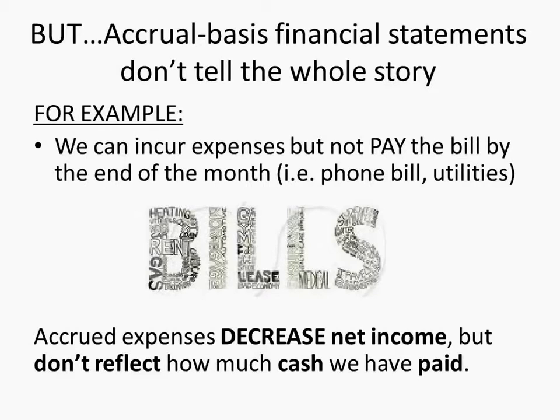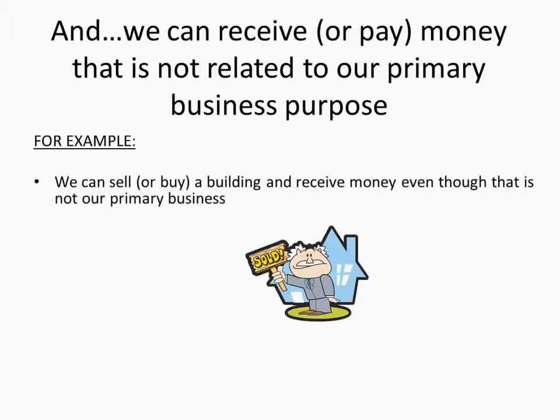Okay, any questions on anything I've said so far? This is intuitive, makes sense, right? So far we've kind of pointed out that using the accrual basis, we can get information about our net income, but we don't necessarily know what kind of cash has come in or what kind of cash has come out. In addition to that, we can also receive money or pay money that is not related to our primary business purpose. So many companies, I've used this example before in this class, companies may sell property.